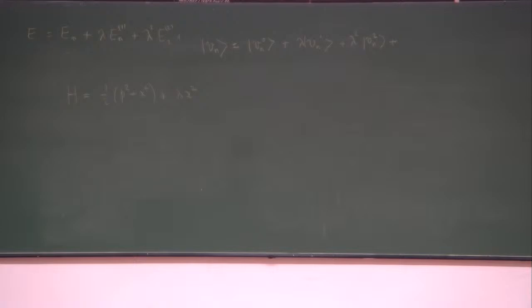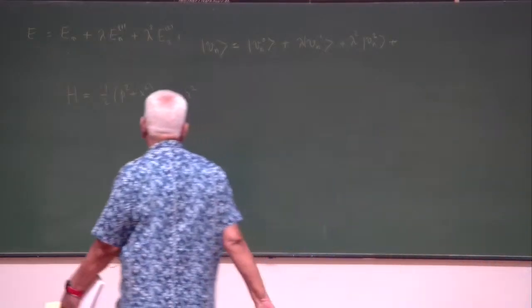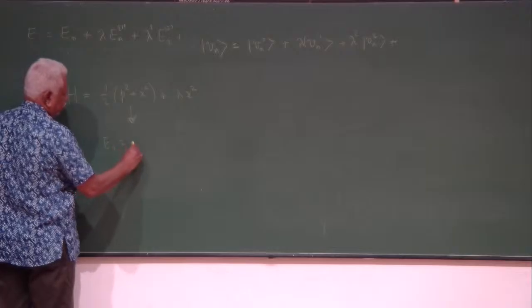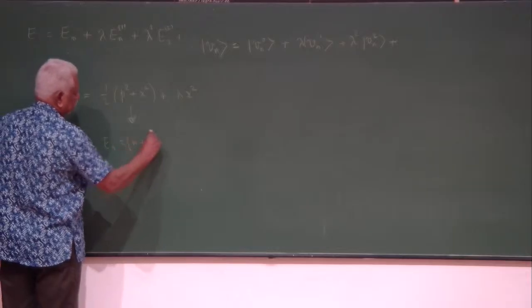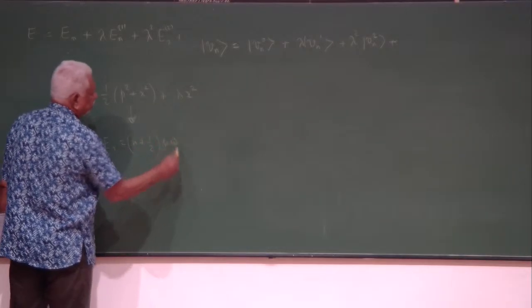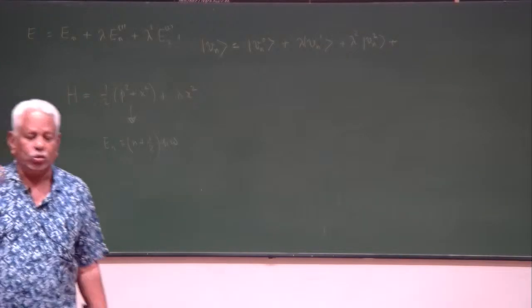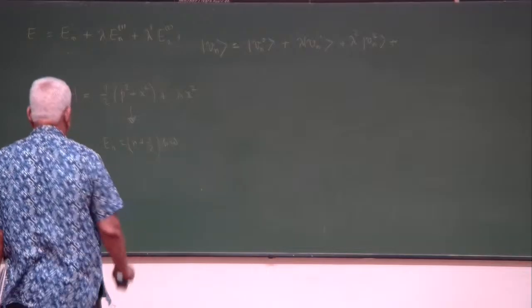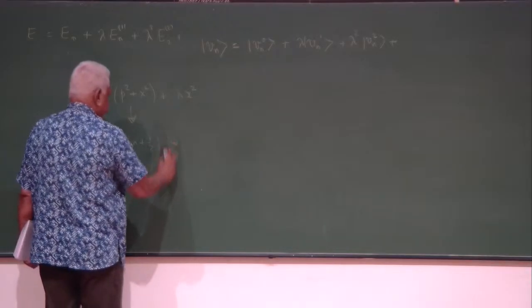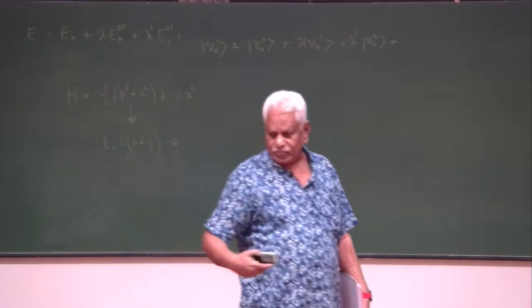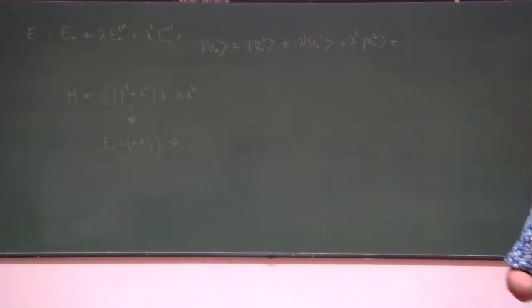For half, 1 by 2 p square plus x square, the solution was En is equal to n plus half h bar omega. That is the solution. H bar is equal to 1, so I can drop that. But there is an omega, which is the square root of k divided by m, which is also 1. So that's what you wrote.